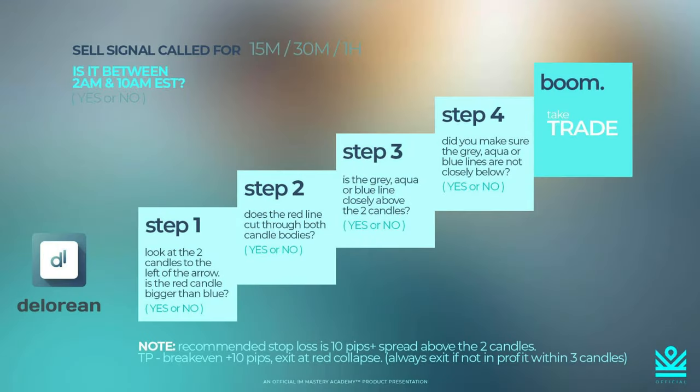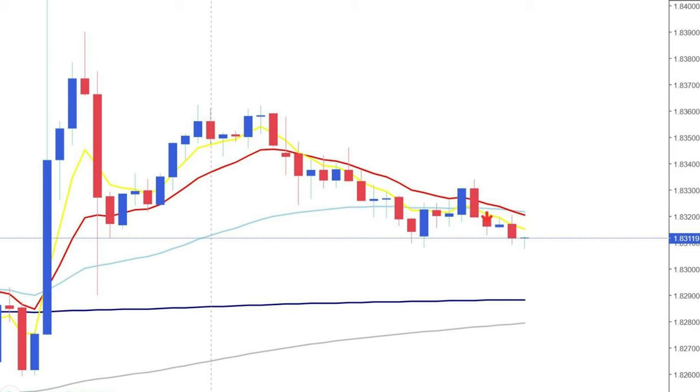Step four says, did you make sure the gray, aqua, or blue lines are not closely below price? Now, closely is a vague, loose term. So when we look at this, what do we notice? What is the closest color? Comment this down below. What's the closest color below the aqua? The blue, right? That dark blue. So you have to go from the arrow price to the blue.